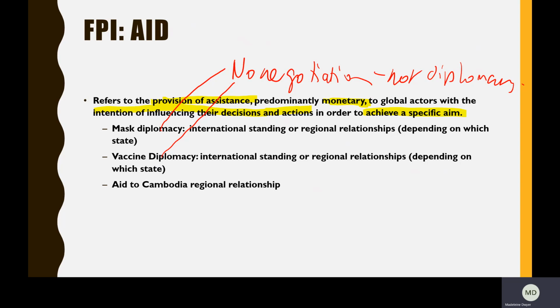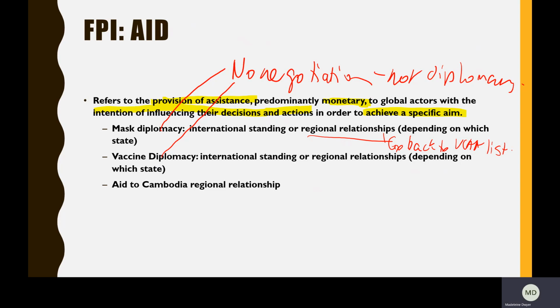With mask diplomacy, it's going to achieve international standing or regional relationships, depending on which state you discuss. And what I mean there is, with regional relationships, make sure that it is from within the region of the Asia Pacific. If you're not sure, go back to the list. That will probably be in the video on regional relationships. So as in national interest, go back to that and you'll find the list of them. Or it will help international standing if it's about the international community.